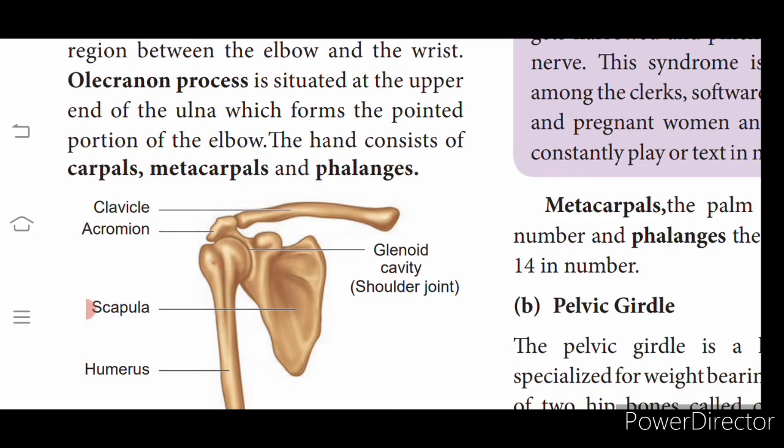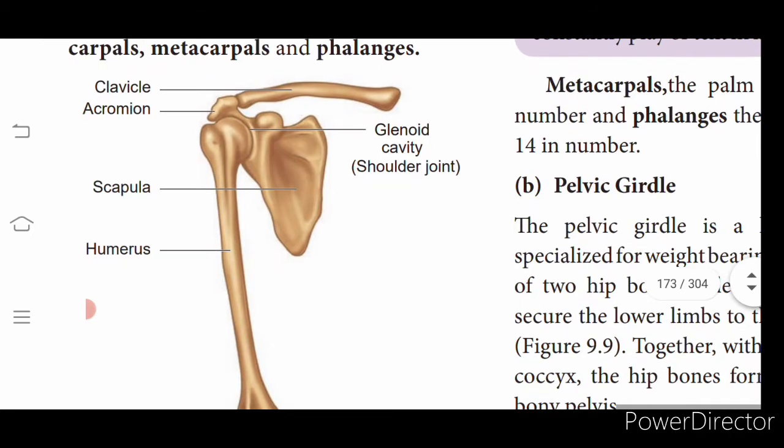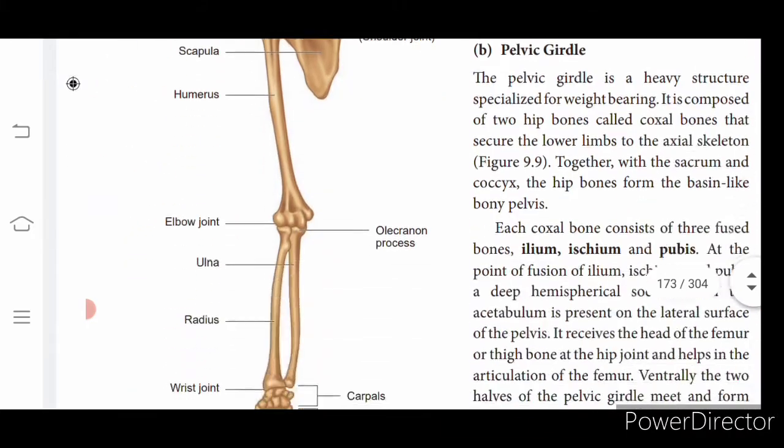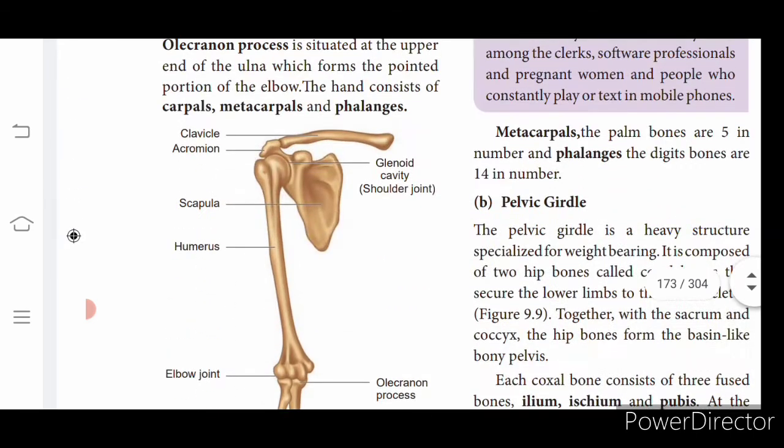The hand consists of the carpals, metacarpals and phalanges. So whatever we have learnt now, you can see with the picture. Clavicle bone, right? Then scapula, a triangular shaped bone. Then acromion, which connects the scapula and clavicle. Follow? Then the glenoid cavity, to which the humerus is joined.